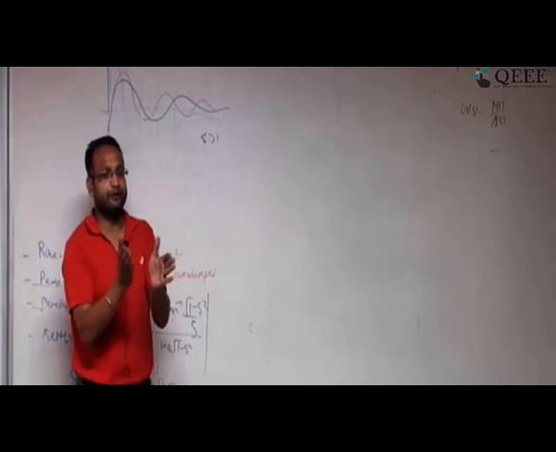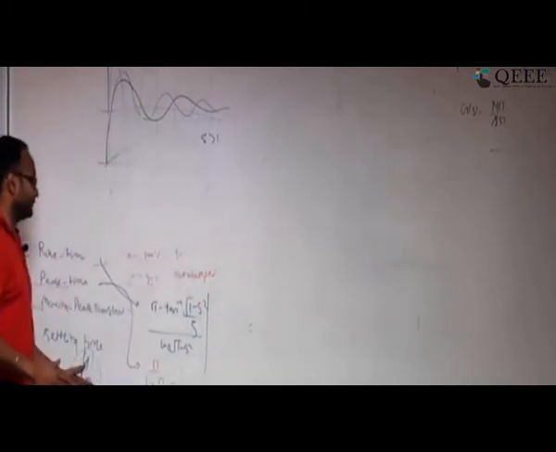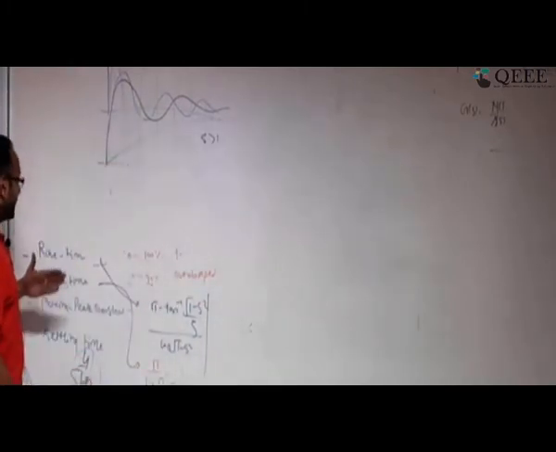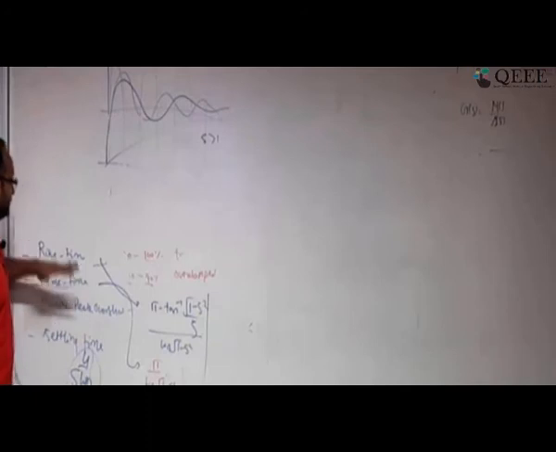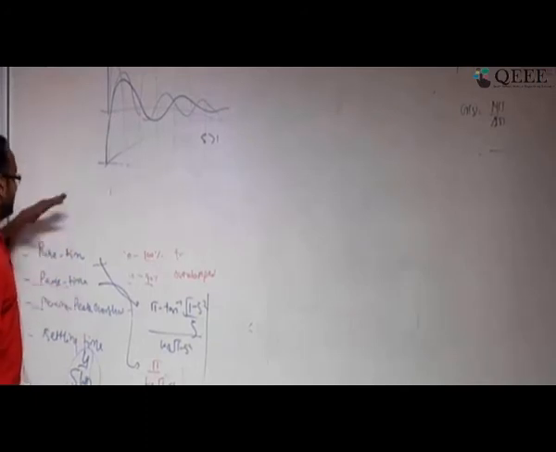I have to be in between, and for that there are 4 terms which we have defined: rise time, peak time, overshoot, and settling time. I want settling time to be as small as possible, overshoot to be as small as possible, peak time to be as small as possible, and rise time too.